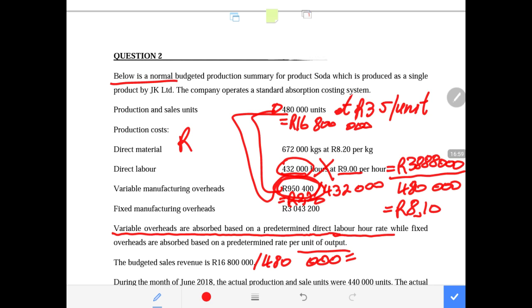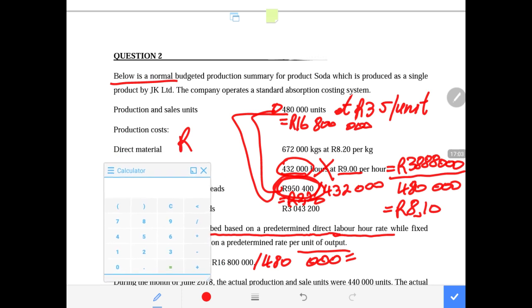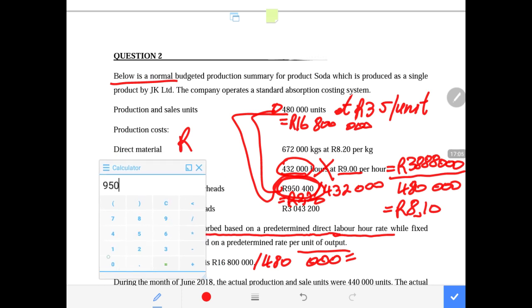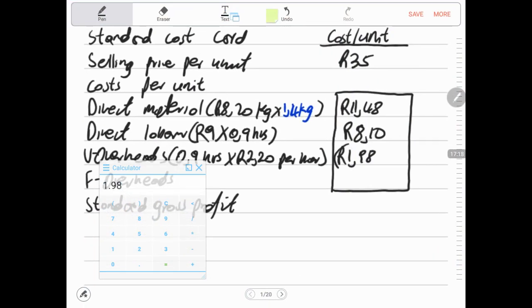Therefore now we get the cost per unit, which is the total in the last column. We say 950,400, we divide this by 480,000 units. Therefore we get 1 rand 98 cents. 1 rand 98 cents is the cost per unit because we divided by the units. Therefore, if we had taken the second approach that I've just calculated, we would say 1 rand 98 cents, divide this by 0.9 hours.